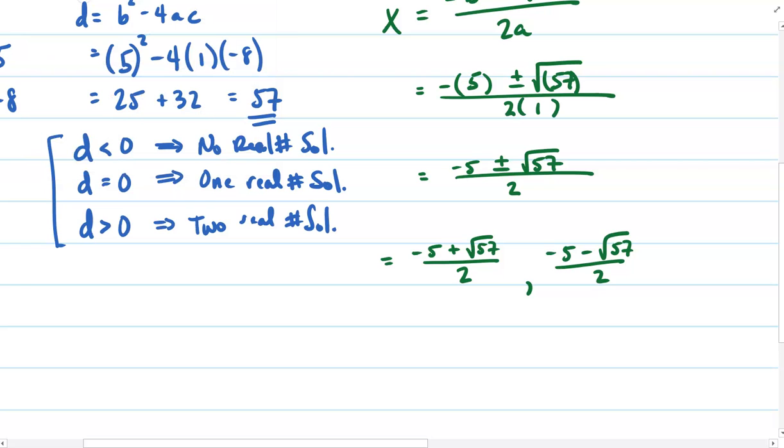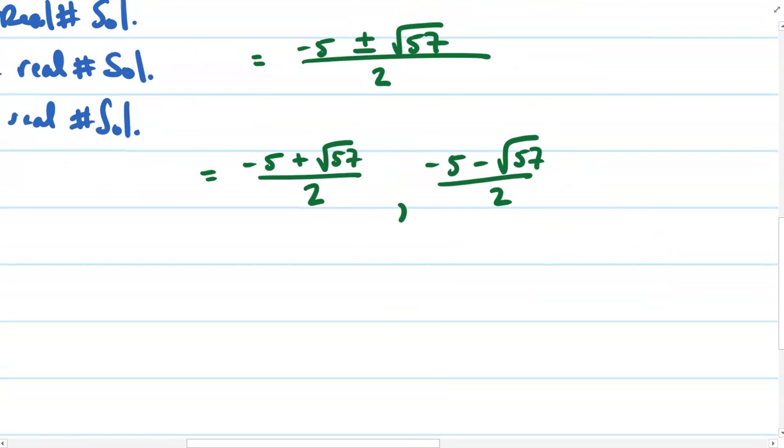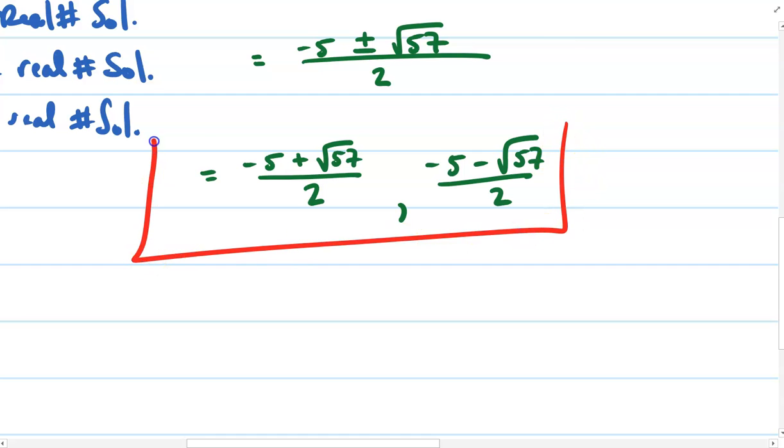On paper, however, I would recommend that your solution sets be written with a pair of braces. I don't think they require that on Math Excel, so you don't have to type those in. In fact, you shouldn't, otherwise they might mark it incorrect. But here again, I'm happy with this answer because it does represent the solution that came from the quadratic formula, and there's no other way to simplify this.